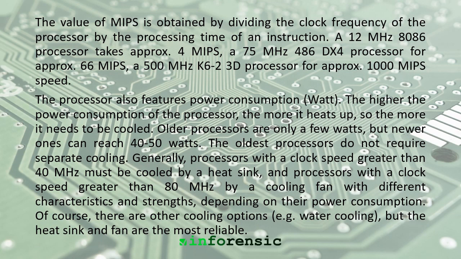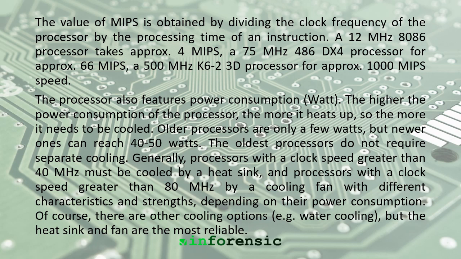The value of MIPS is obtained by dividing the clock frequency of the processor by the processing time of an instruction. A 12 MHz 8086 processor takes approx. 4 MIPS, a 75 MHz 486DX4 processor approx. 66 MIPS, a 500 MHz K6-3D processor approx. 1000 MIPS speed.